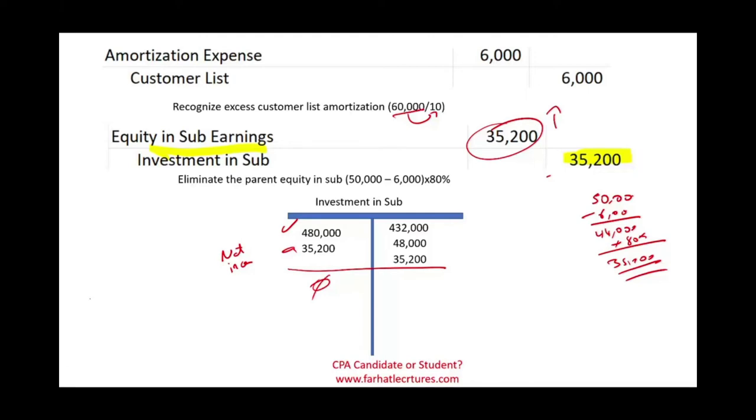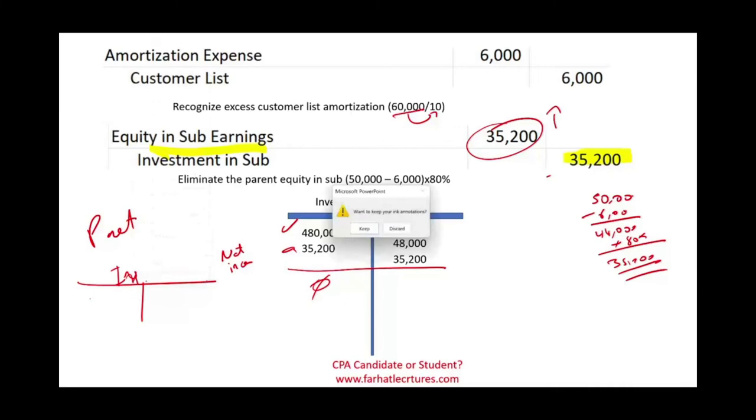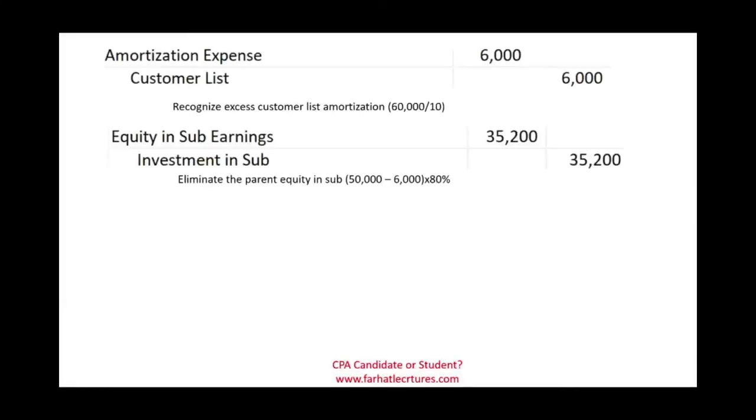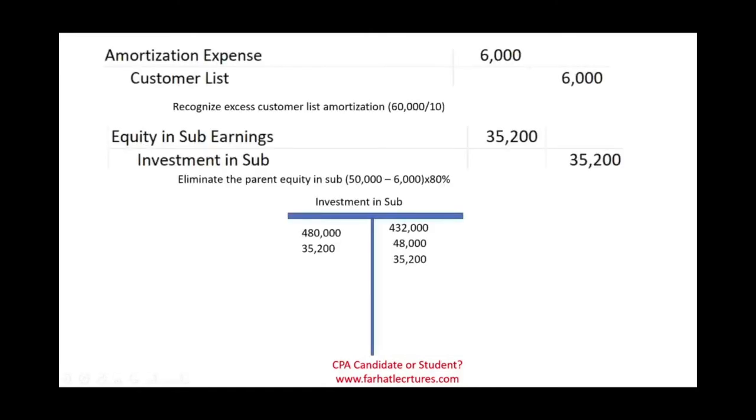Now, bear in mind, the parent by itself, on its own financial statements, they still have the investment in the sub. All what I showed you here is the consolidation. So the investment is zero as a consolidation, but the sub, let me go back here, and this is zero. The parent will have its own investment and the value. They would still have 480 plus 35,200.